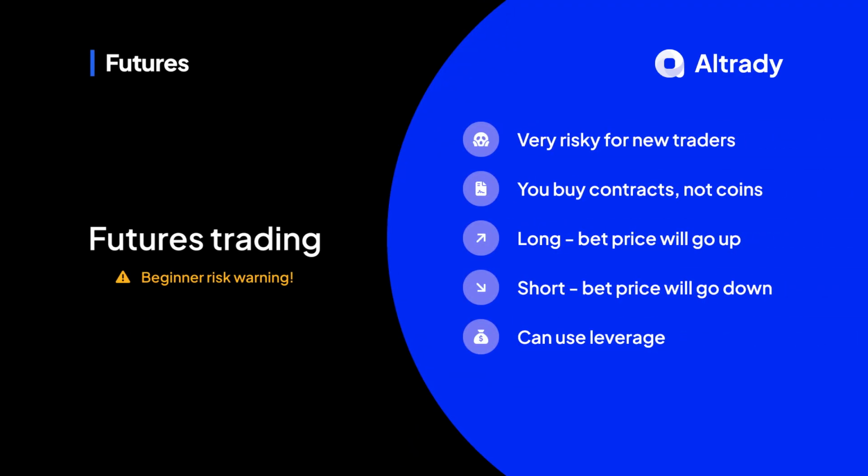With futures, you're not buying actual crypto. You're trading contracts based on price movement. This lets you go long, betting that the price will go up, or go short, betting that the price will go down. That's how you can profit even if the market is dropping.